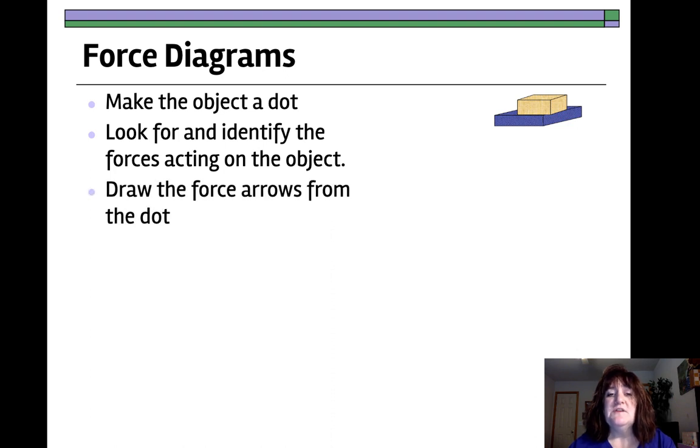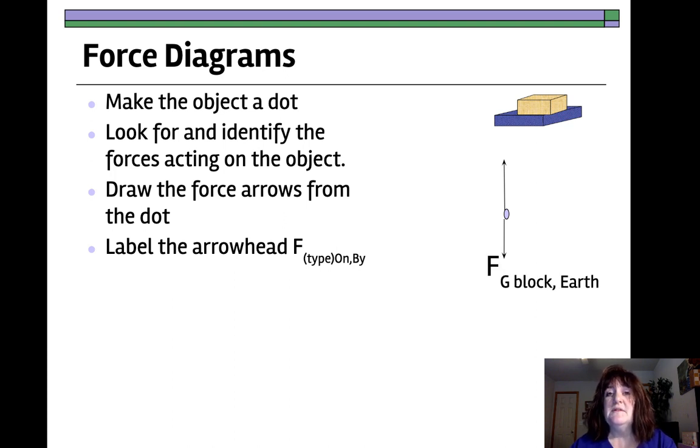So draw those force arrows from a dot, label the arrowheads. So if you start with a dot, single dot in the middle, you have a downward force and an upward force. Those are the two that we identified. The downward force would be labeled Fg, block earth, and the upward force would be labeled Fn, block table. You're going to be doing a lot of these for homework.